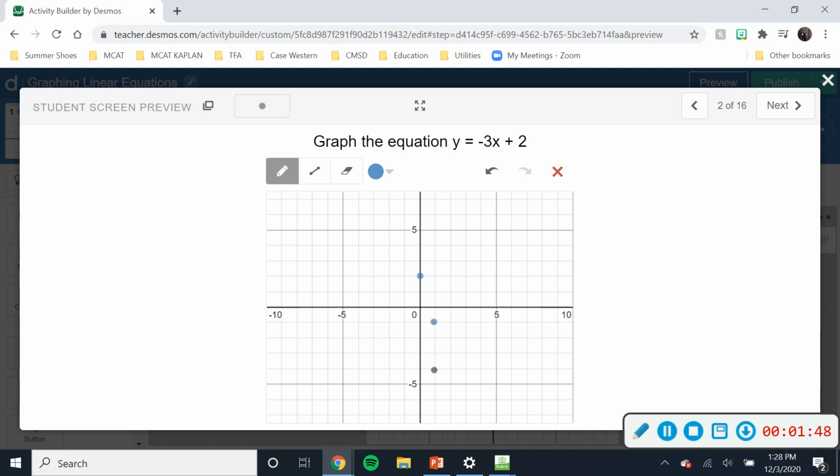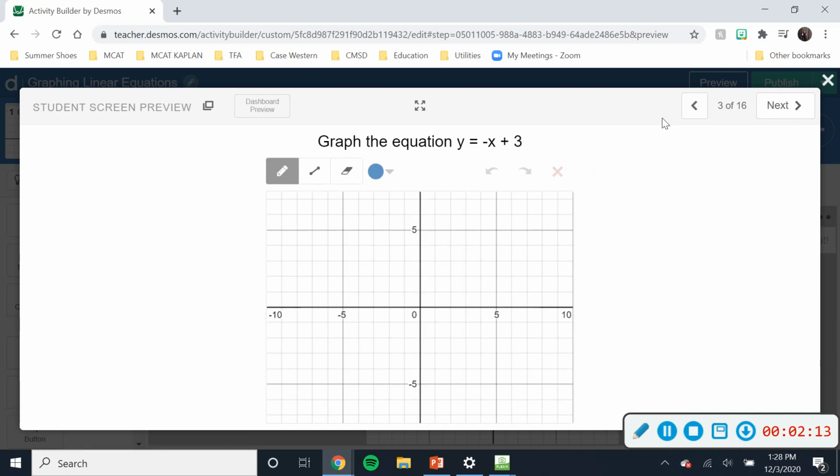Down 3 spaces to the right. Down 3 to the right. And then I'm going to follow the same pattern and extend the line over here. And then I'm just going to connect my dots together. I'm going to draw a line connecting these, and this is my final equation. -3x + 2.